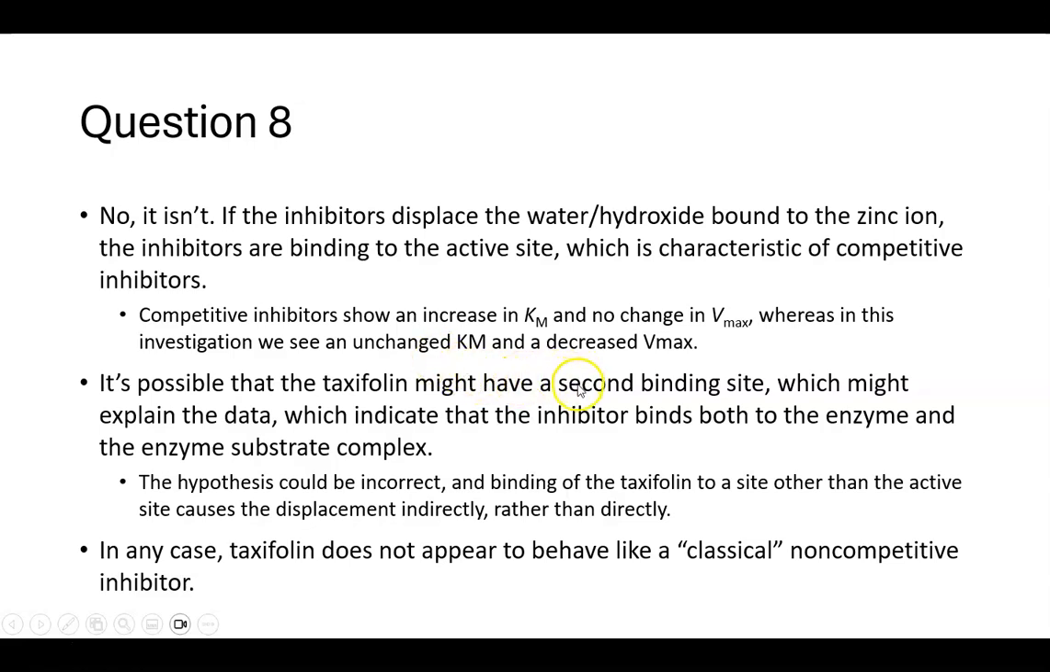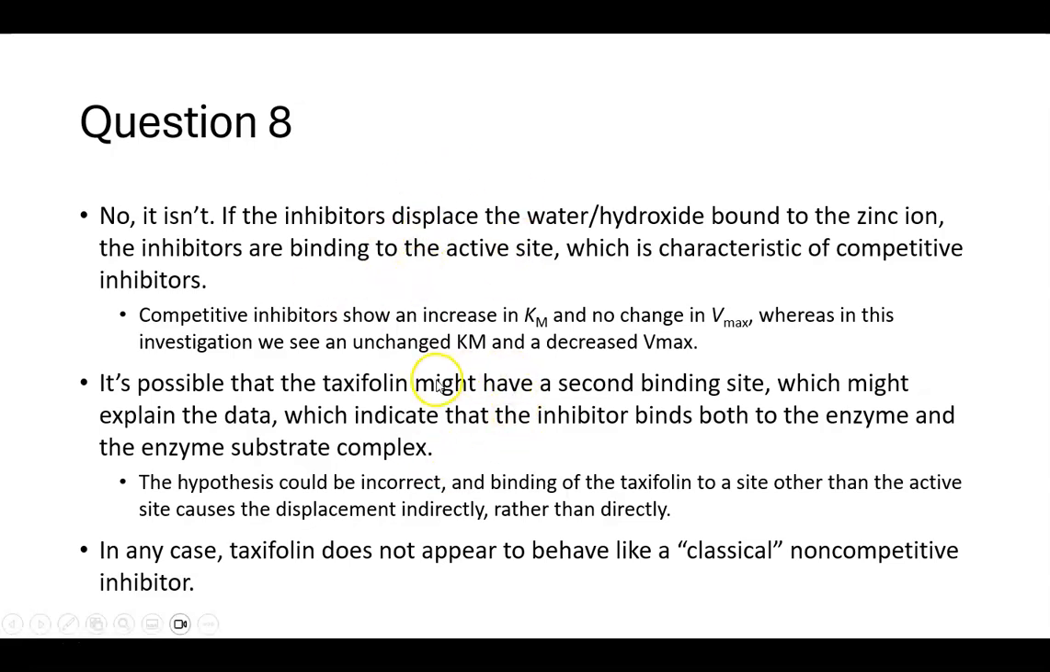The competitive inhibitors would show an increase in Km and no change in Vmax, whereas here we see an unchanged Km and a decreased Vmax. So kinetically, that's not what we get. So there are a number of ways to answer the question, and that's one of them. You could just say, no, that's not consistent. If this really is how it works, then these are the changes in Km and Vmax we would expect that are characteristic of a competitive inhibitor, and that isn't what we see.